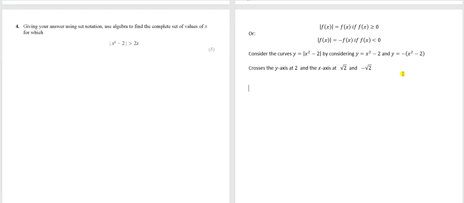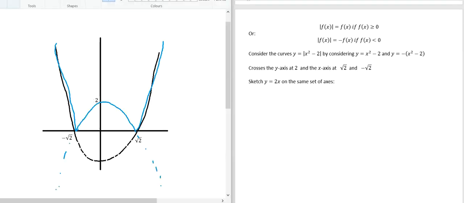Now, in addition to that, we can sketch y equals 2x. We should put that on the same set of axes so we can see more clearly what we're trying to solve for. So use the fact that when x equals root 2, 2x will be 2 root 2, which is about 2.8. So we're already going to be a little bit higher than the 2 on there. In fact, this curve and this line together should look something like this.